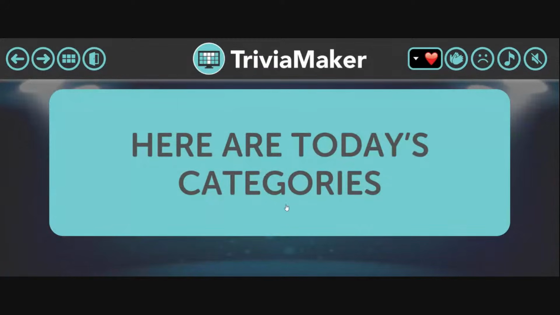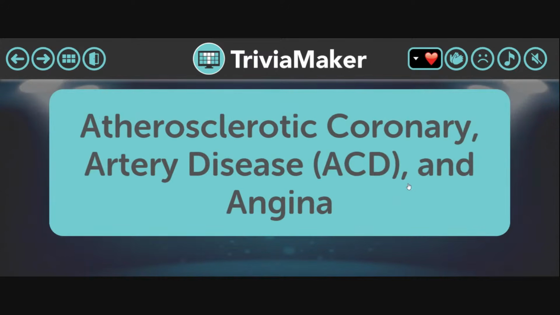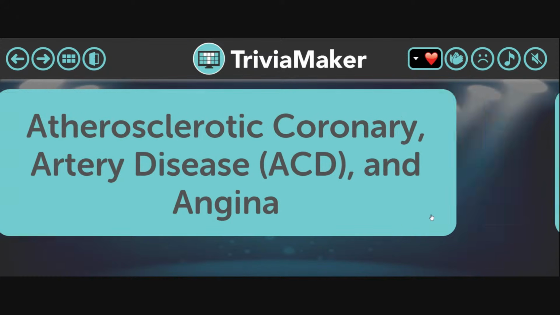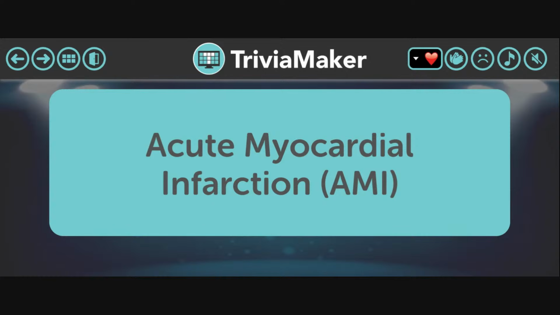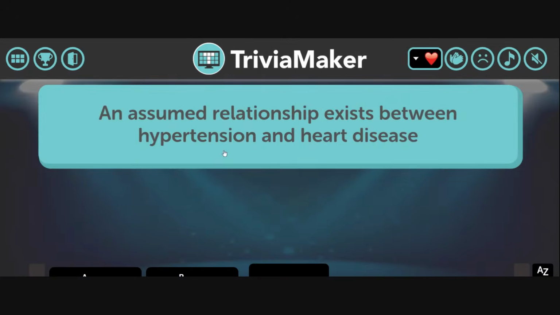Today's categories are divided into hypertension; atherosclerotic coronary artery disease, ACD, and angina, which is going to be one topic; and then acute myocardial infarction, or AMI. Without further ado, we are going to go ahead and get started. We're going to start off easy. Let's do hypertension for 100, and put those answers in the chat.